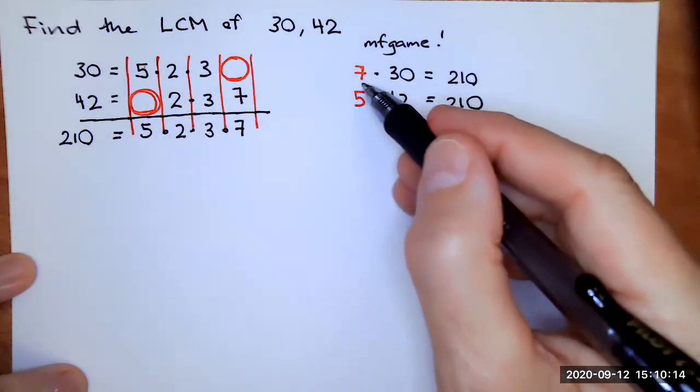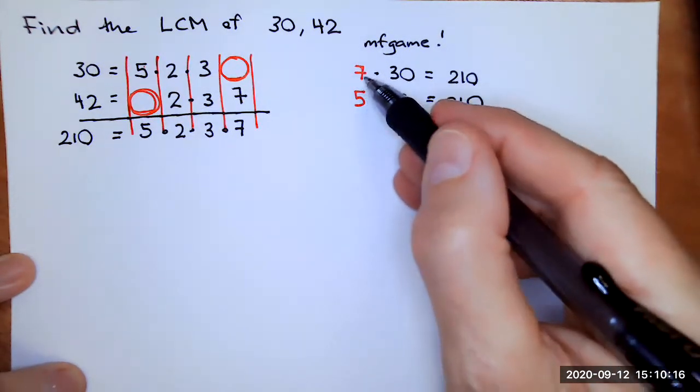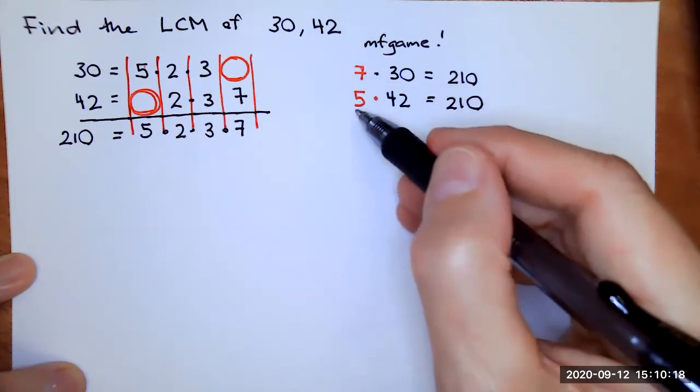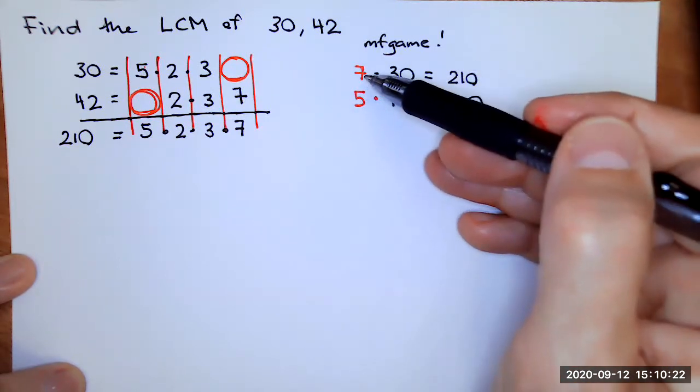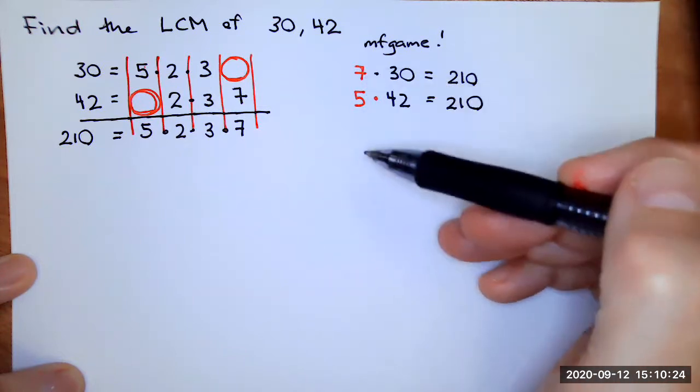And remember, we're going to use these missing factors when we're adding fractions with different denominators. These are the numbers we'll use to build up the fractions.